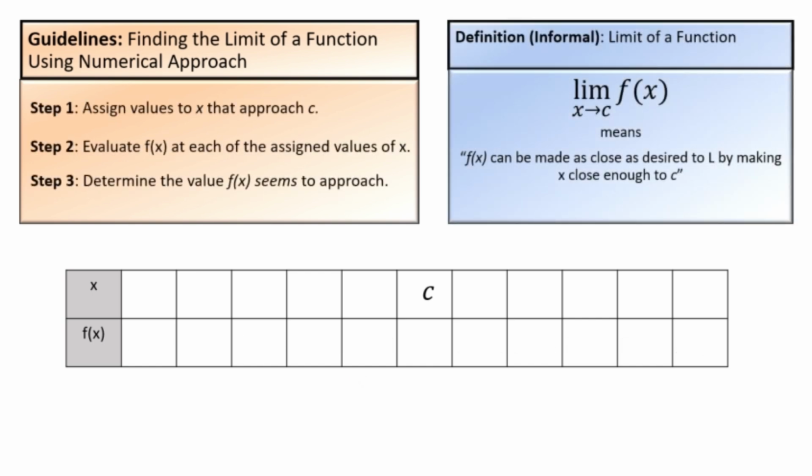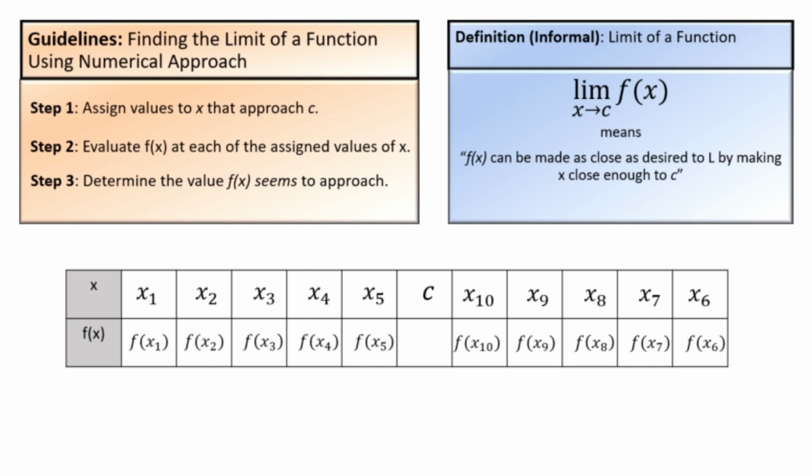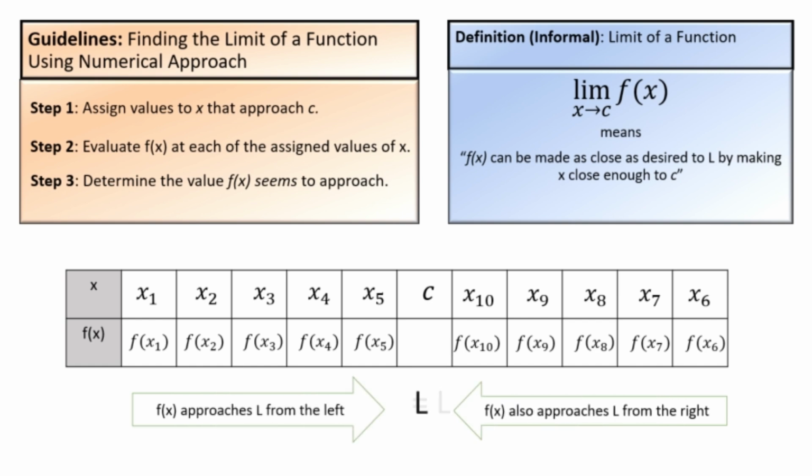Once again, to find the limit of a function using numerical approach, first we assign values for x. These values must approach c from the left and from the right. We then evaluate the function at each of these values. And lastly, we analyze the generated values and see if they seem to approach a certain number. If they do, then we say that it is the limit of the function at c.